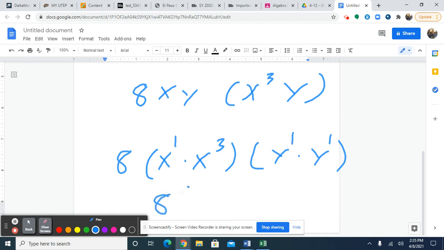So we have 8, and then x to the power of 1 times x to the power of 3, we add 3 plus 1, which is 4. And then y to the power of 1 times y to the power of 1, we're going to add 1 plus 1, which is 2, so y squared.